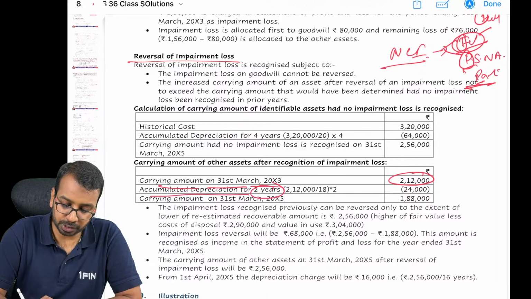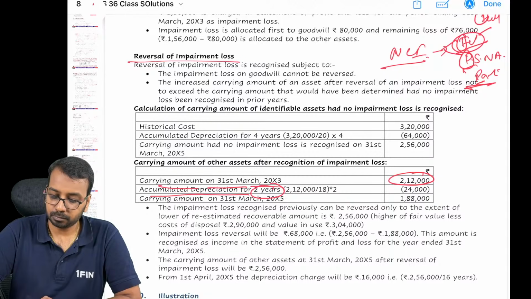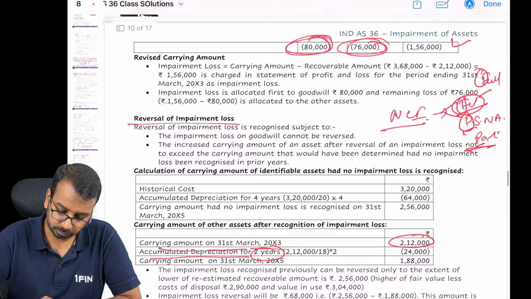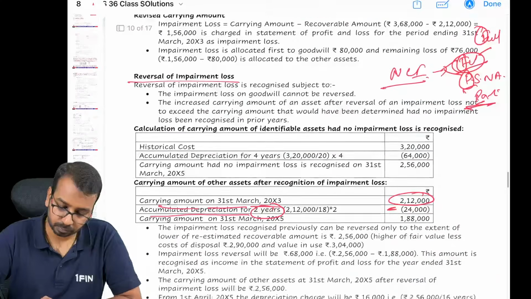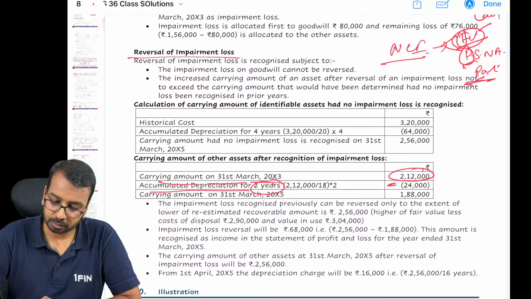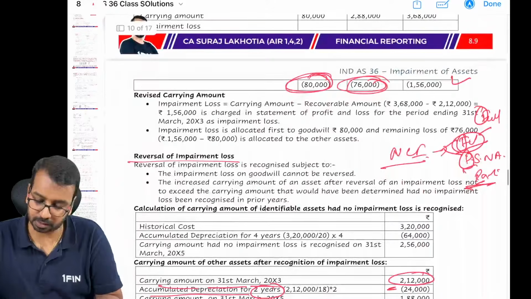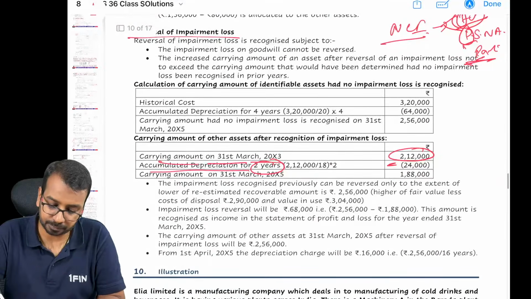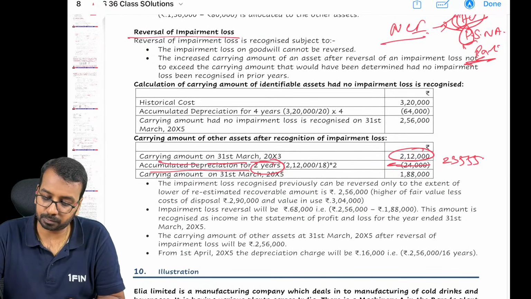Accumulated depreciation for 2 years divided by 18 into 2. I think there is a mistake here, sorry. It should not be 24,000. 2,12,000 divided by 18 years of remaining useful life, right? 18 years of useful life into 2. So you have 23,555. 23,555 minus 2,12,000.